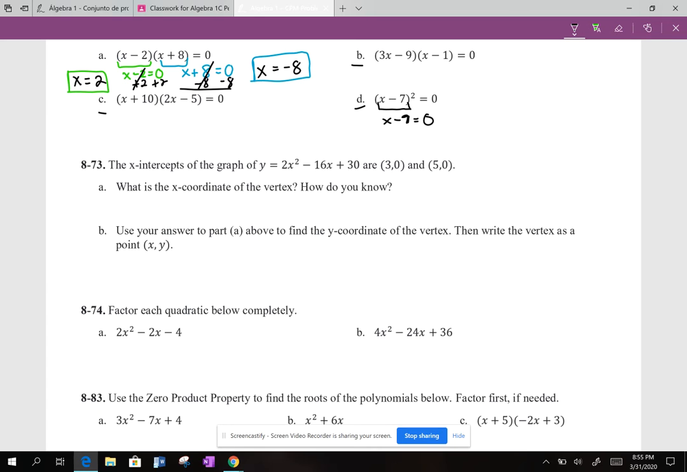All right. Next problem. The x-intercepts of the graph of y equals 2x squared minus 16x plus 30 are (3, 0) and (5, 0). What is the x-coordinate of the vertex? How do you know?